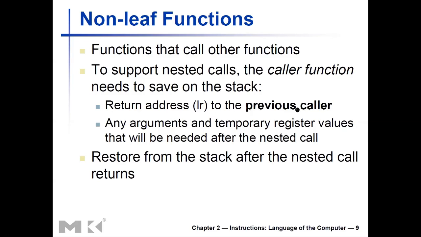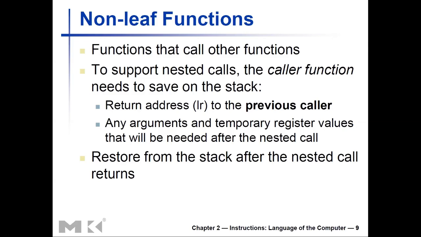Return address LR to the previous caller. That is, if you look at it now, when we are calling a function with the BL instruction, branch and link, we are updating the link register, right? Now this is the first function that we are calling inside the main program. So we are updating the LR with the immediate next instruction's location.